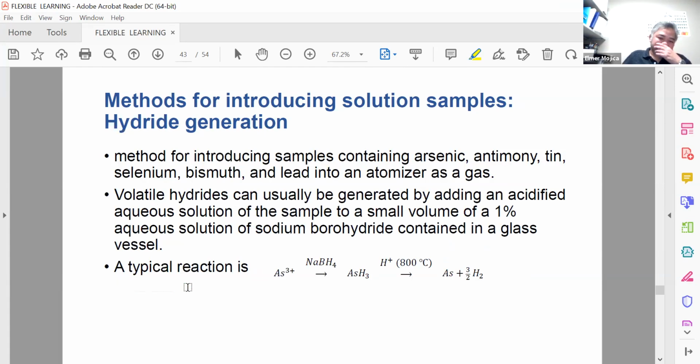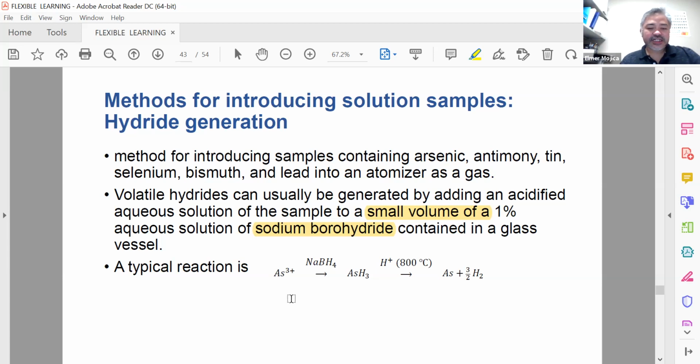Now, there's also another way wherein they use the so-called hydride generation. I think I mentioned that earlier. This is a method for introducing samples containing arsenic, antimony, tin, selenium, bismuth, and lead into an atomizer as a gas. The volatile hydrides can usually be generated by adding an acidified aqueous solution of the sample to a small volume of a 1% aqueous solution of sodium borohydride that is contained in a glass vessel.